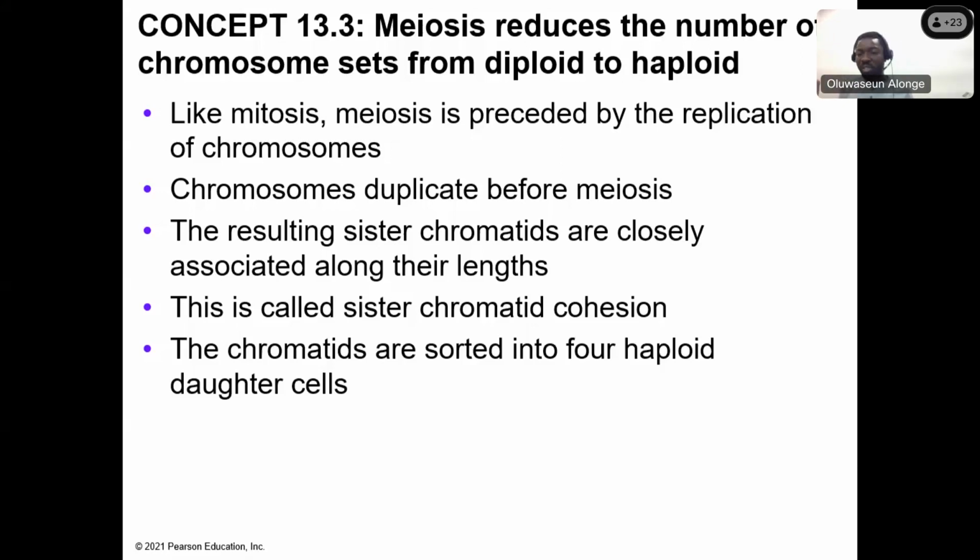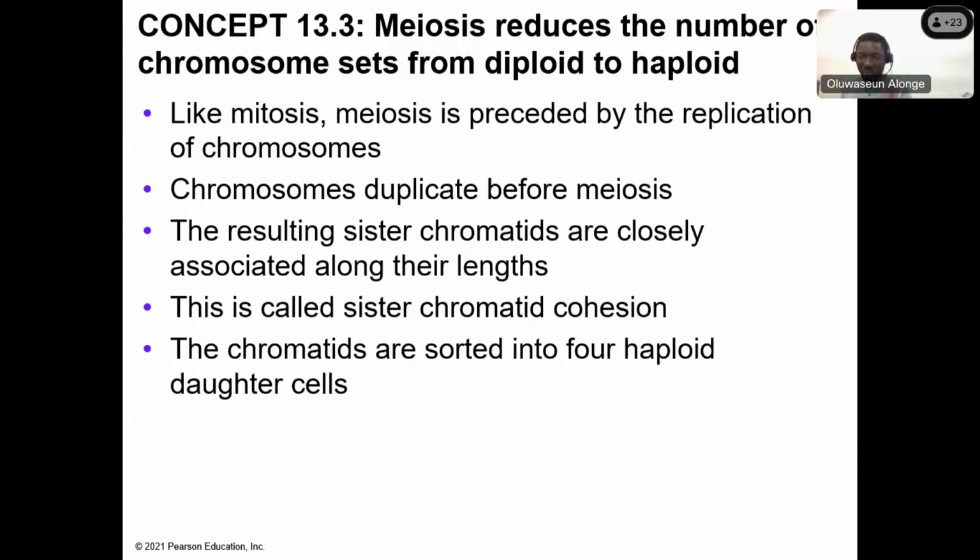But in meiosis, it is different. The difference is this. There's going to be one interphase, just like we have in mitosis. The cell will grow its proteins, grow its organelles. It will duplicate its DNA and get ready for division. But when it's ready for division, meiosis happens two times. So there's going to be meiosis 1 and meiosis 2.